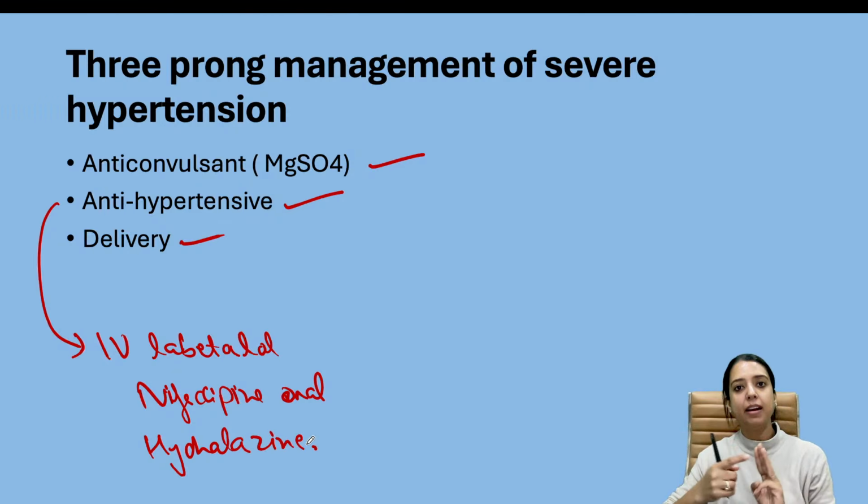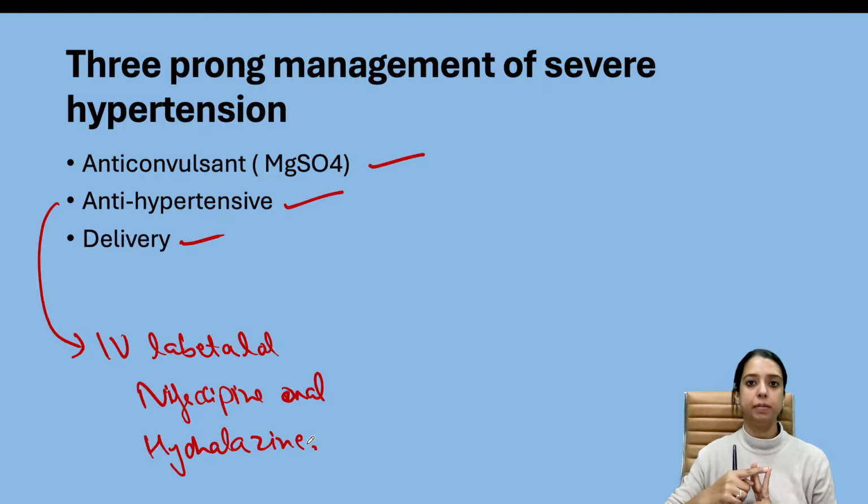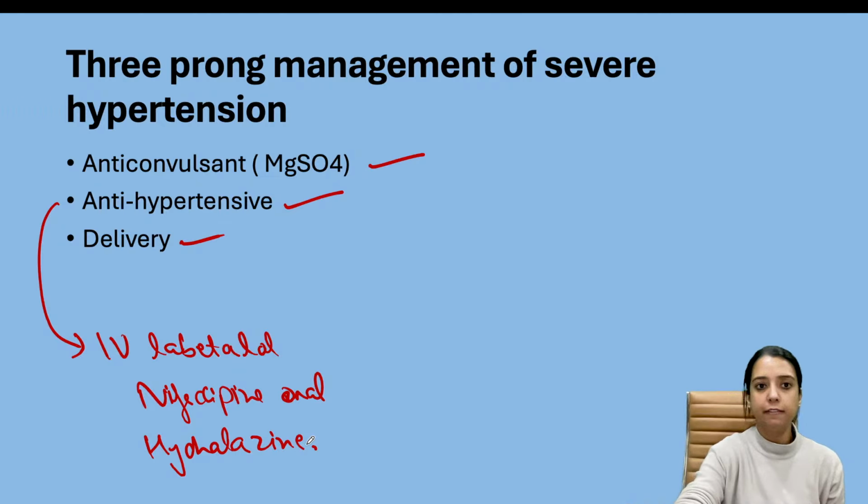Labetalol, nifedipine and hydralazine in severe hypertension. In non-severe hypertension, oral labetalol, nifedipine and methyldopa. And once the patient is stable, deliver her. Okay. This is severe hypertension.